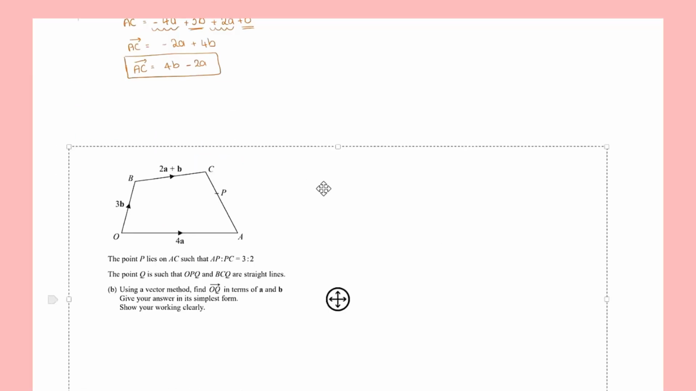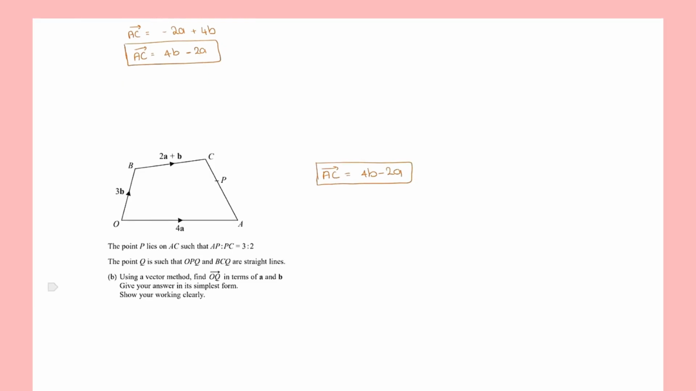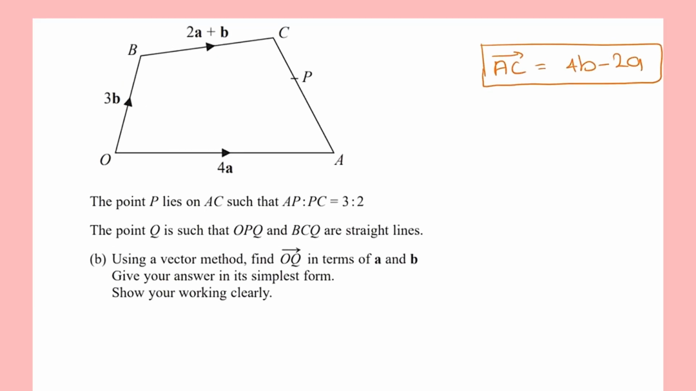Part B. So we know that AC is 4B minus 2A. Let's just keep that here so we don't have to keep going up. Now, it says here, the point P lies on AC such that AP to PC is 3 to 2. A, P, and C. So we're talking about this line over here. Now it says 3 to 2, so there's 5 parts in total.